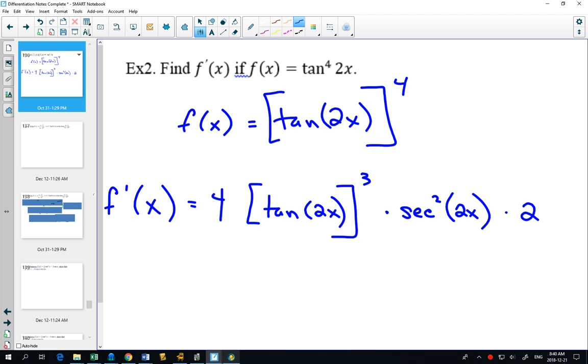Like you could make a question that has a chain rule inside of a chain rule inside of a chain rule over and over again. And it'll just be super long. But as long as you just keep the process the same, you should be fine.